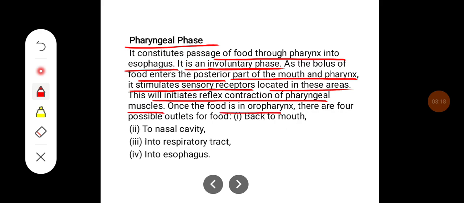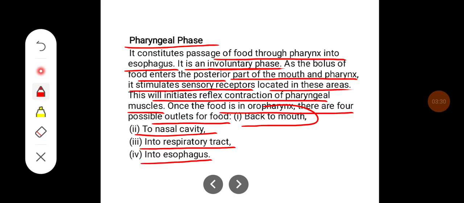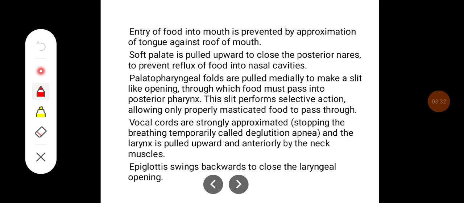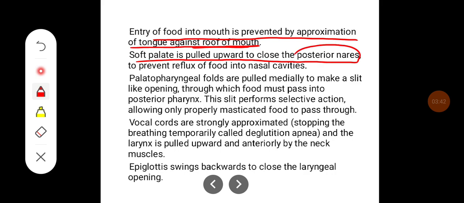Once the food is in the oropharynx, there are four possible outlets for food. First, it can go back into the mouth. Second, to the nasal cavity. Third, it may enter into the respiratory tract, or fourth, it should go to the esophagus. The entry of food into the mouth is prevented by approximation of the tongue against the floor of the mouth. The soft palate is pulled upwards to close the posterior nares, which prevents the reflux of food into the nasal cavities.